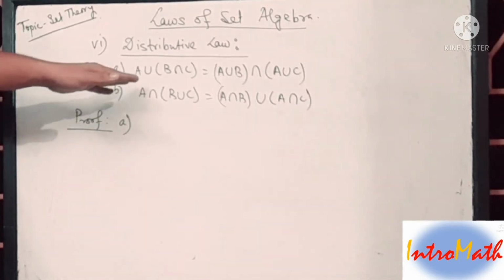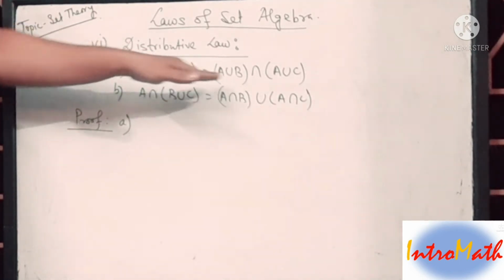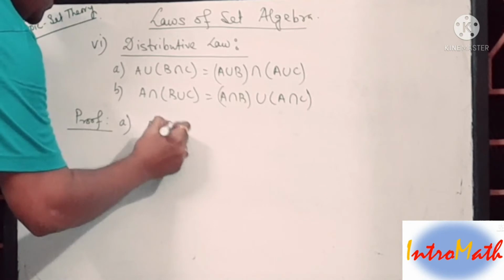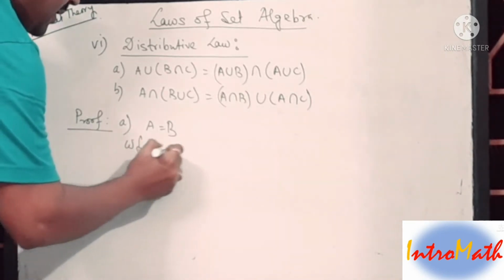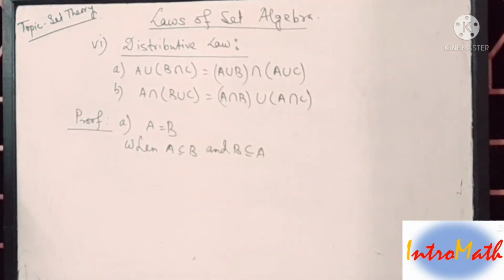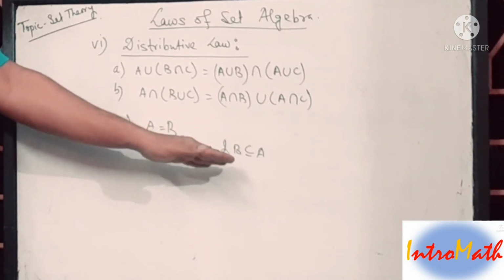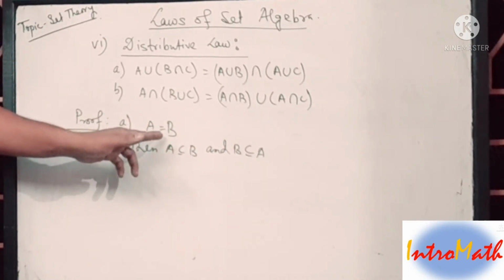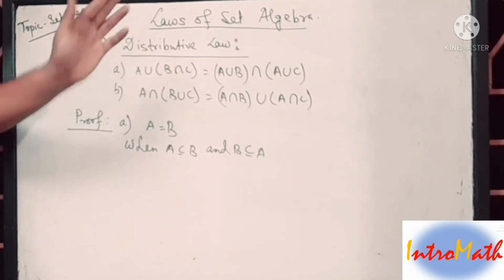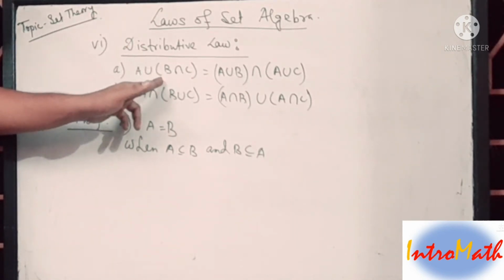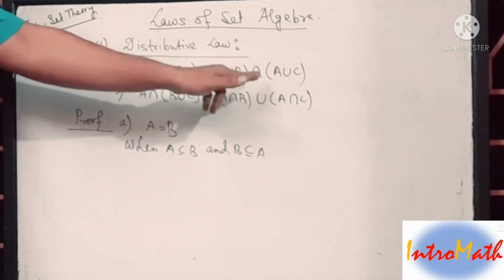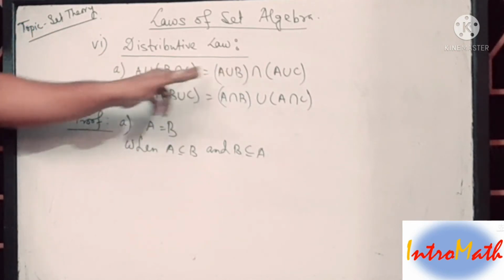I'm going to prove this distributive law now, the first one. Two sets are equal when A is a subset of B and B is a subset of A. If A is a subset of B and B is a subset of A, then we can say that A is equal to B. Here these are two sets. I'm taking an element from this set and I will show that the element will be in this set. Then it will be a subset of this one.